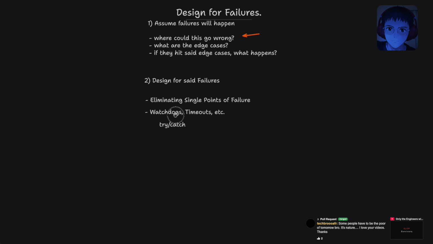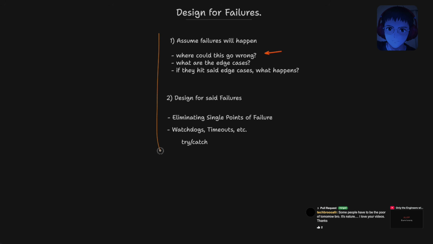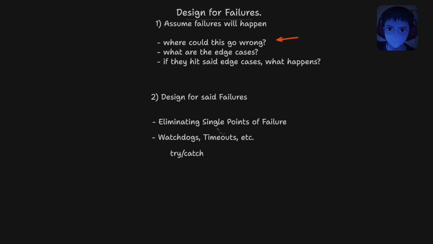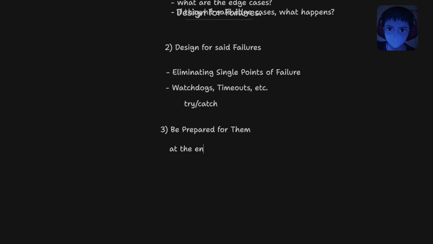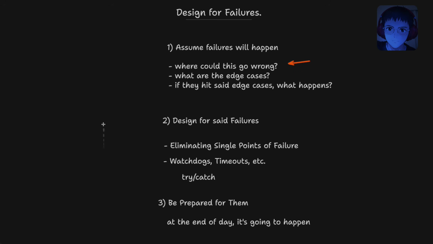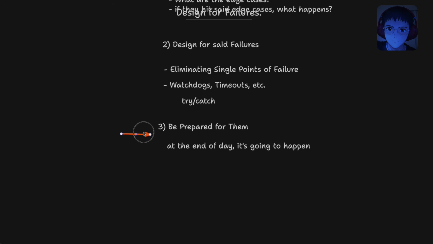And this isn't just about availability. This is also about what happens when it does fail. And so part of eliminating single points of failure, watchdogs, timeouts, that kind of stuff. There's also the aspect of being prepared. At the end of the day, it's going to happen. You could spend every waking moment doing this. And while it's important and you should do it, absolutely, I would even argue you should spend more time on this than you do actually writing the core parts of the code. You have to realize that it's going to happen.